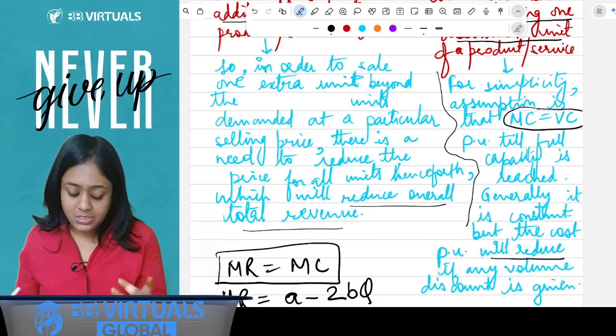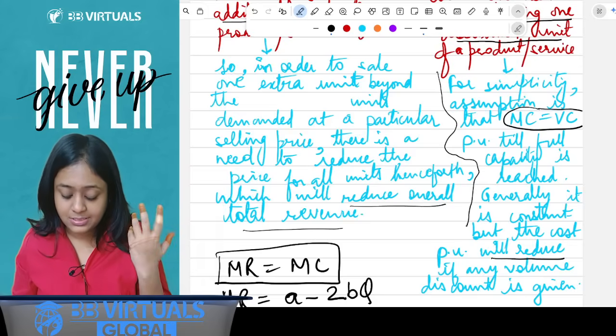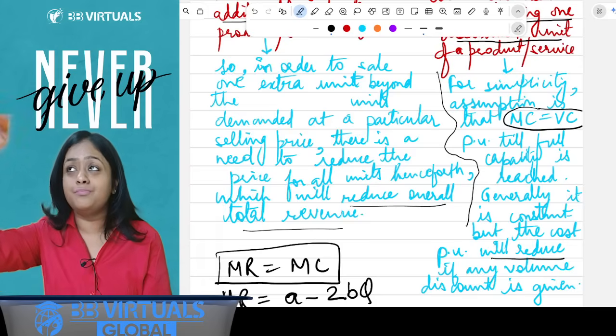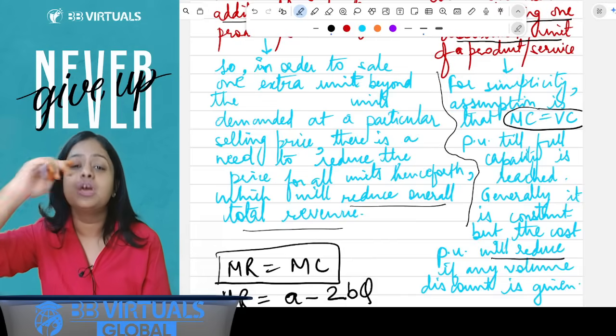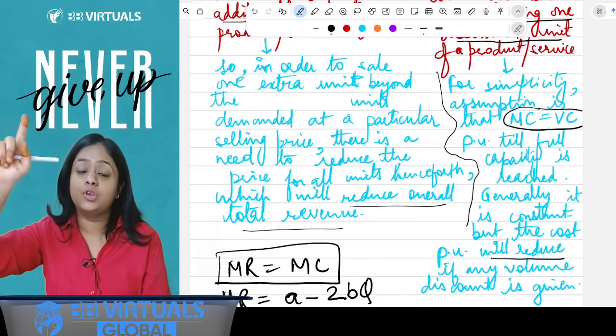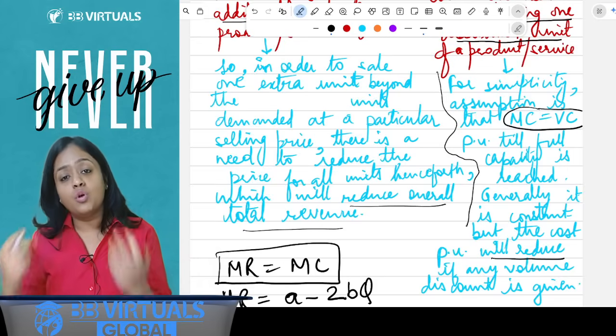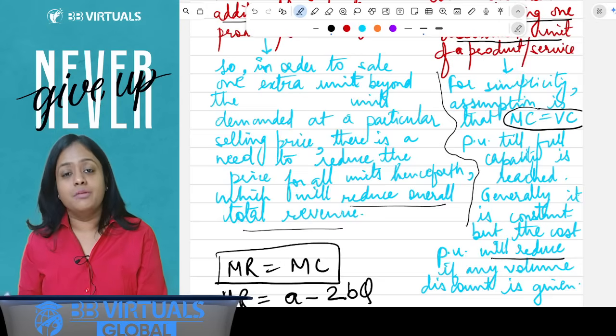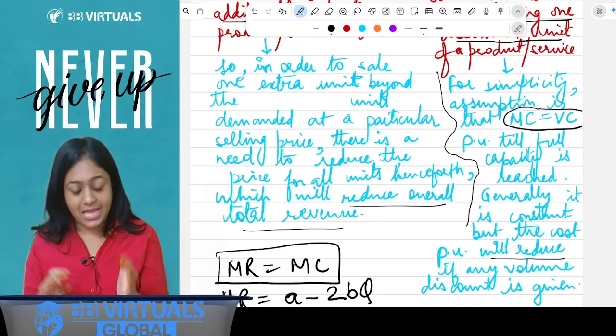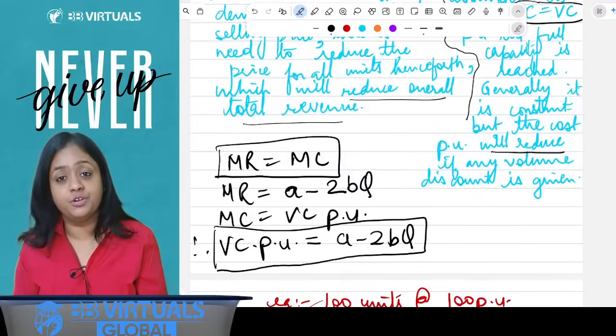And then of course, if you want to sell beyond the maximum demand, let's say the maximum demand is 10,000, and you want to sell one additional unit beyond that demand, then of course you have to reduce the price, because only then you will have takers, because you have reached the maximum demand. So marginal revenue represents that, and marginal cost represents the cost column.